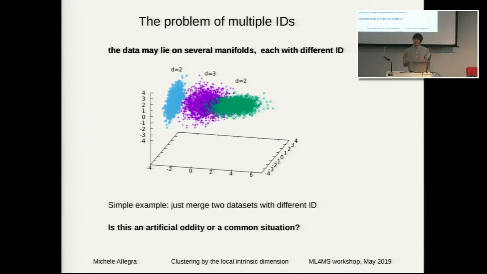So we would like a method to retrieve this kind of structure in the actual data. And then I will show you that this kind of situation is not an artificial oddity. It's clear that it's easy to make an example by just merging data sets with different intrinsic dimensions, you get something with non-uniform intrinsic dimensions. But this kind of situation actually occurs also in natural data, so it's a relevant point.